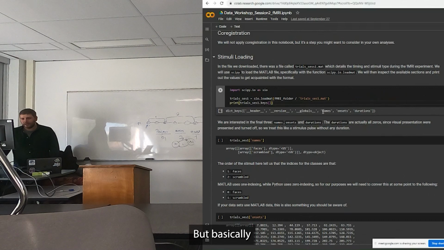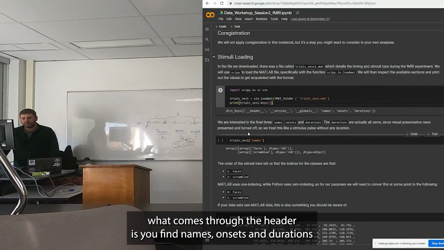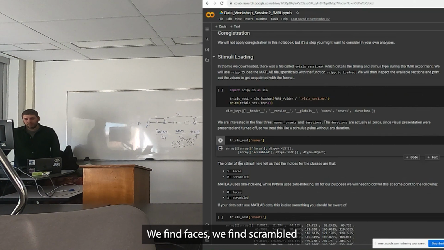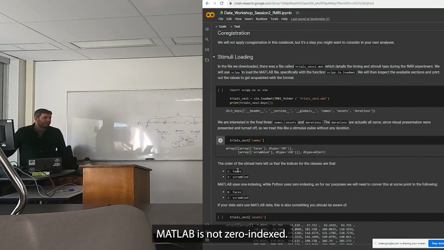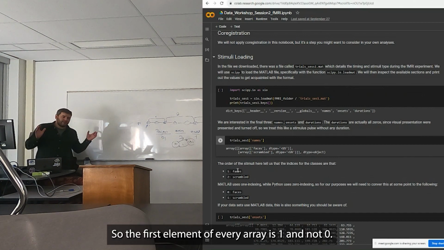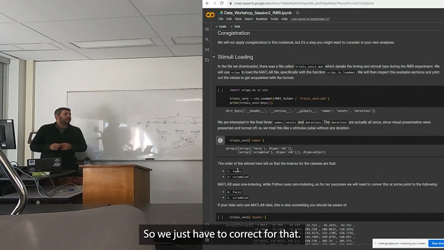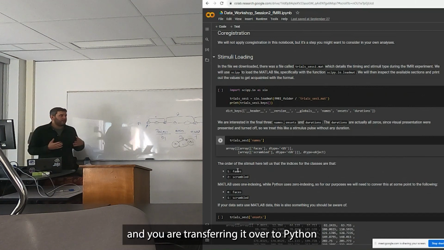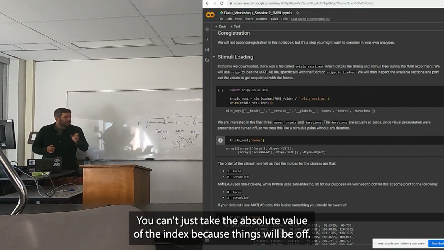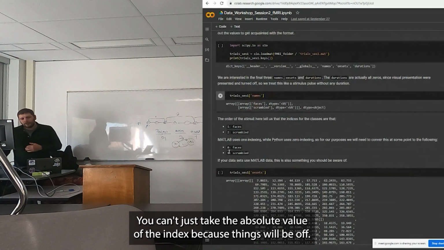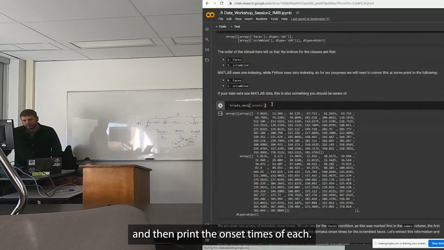But basically, what comes through in the headers, we find names, onsets, and durations. Here are the names. We find faces, we find scrambled, with faces first. And MATLAB is not zero indexed, so the first element of every array is 1, not 0, so we just have to correct for that. Just something to note if you are working with data from MATLAB files and transferring it to Python: you can't just take the index as is because things will be off. So we're going to remap 1 and 2 to 0 and 1, and then print the onset times of each.